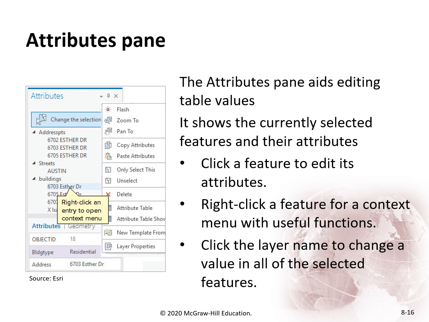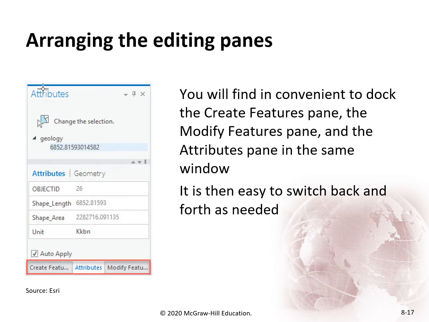The Attributes pane is its own sort of tool for editing stuff. It allows you to go in, click on edit features. A little different than the way it was in ArcGIS Desktop. I think you guys will like this better in the end once you get used to it. Arranging the edit panes: once you're in the attributes, you see at the bottom you've got that pane for editing, and you see down there where it says attributes, modify features, create features. Simply by clicking those bottom tabs, you can jump around back and forth to whichever one you need.